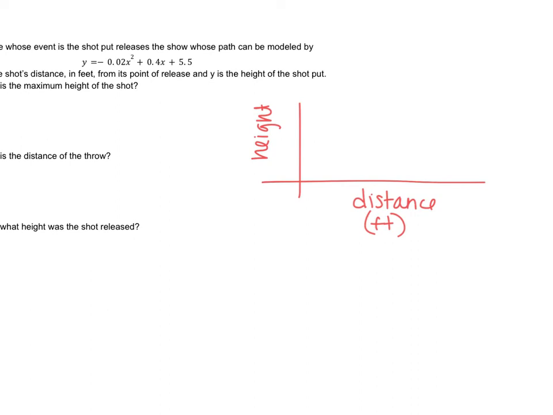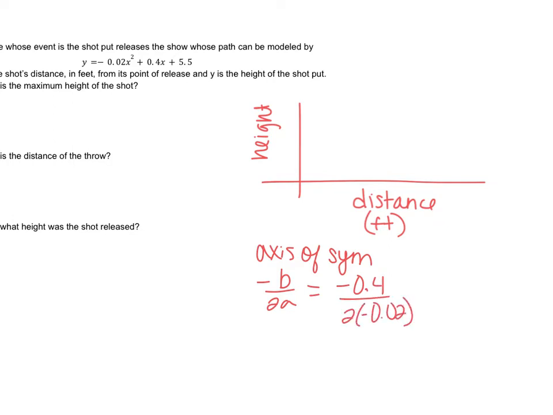So first, let's find your axis of symmetry. Okay, so negative b over 2 times a, which would be negative 0.4 over 2 times negative 0.02. All right, stick that in a calculator. Okay, and you get the number 10. So our axis of symmetry is at 10.